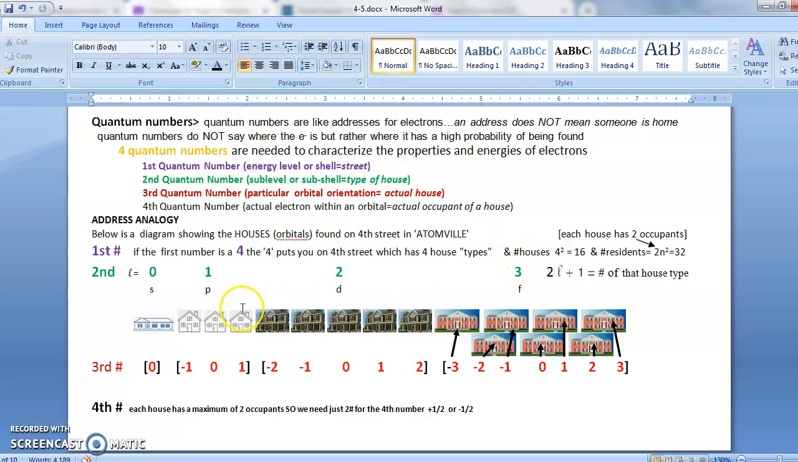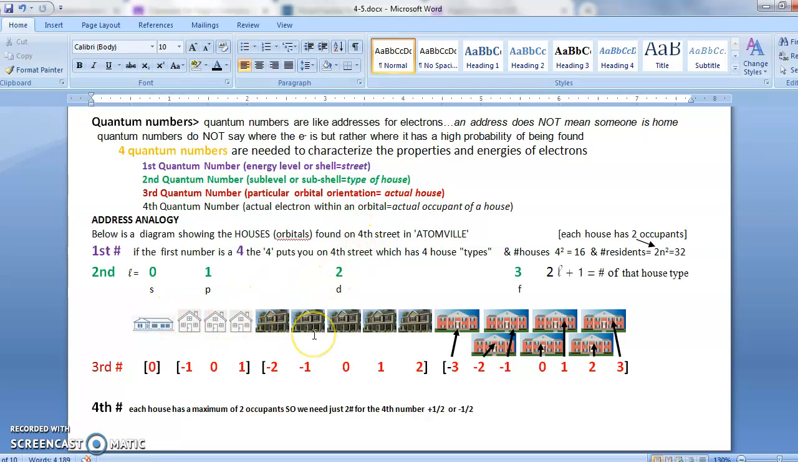Here's why it works. This 4th level has 4 house types. 1 of these, 3 of these, 5 of these, 7 of these. That adds up to 16. If you take the street number squared or the energy level number squared, that tells you how many houses there are on that street. Each house holds 2. 2 times the street number squared is 32. The street number is 4. 4 squared is 16 times 2. There's 32 electrons that could be on 4th Street.